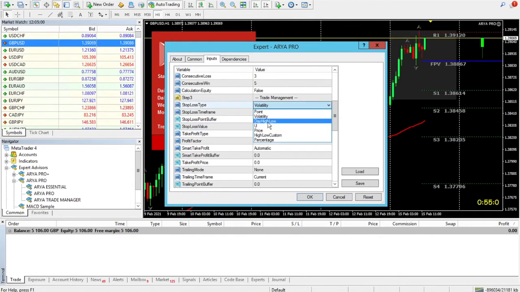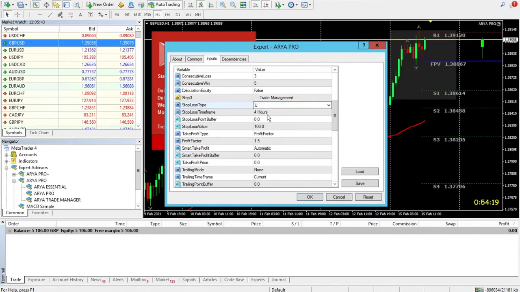Next we come on to the stop loss type of day high-low. Here, the stop loss is placed on the highest and lowest points of the previous day. ARYA will continue to scan for the current day high-low points. The next type of stop loss is U. ARYA calculates an optimized stop loss based on U curves. You must choose the unit of time in which the stop loss will be applied. This is ideal for assets with a strong trend, and again, define in the stop loss time frame field.